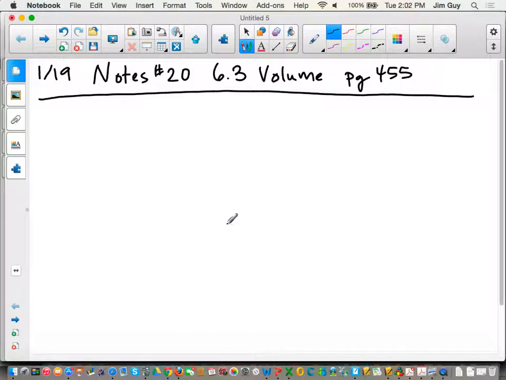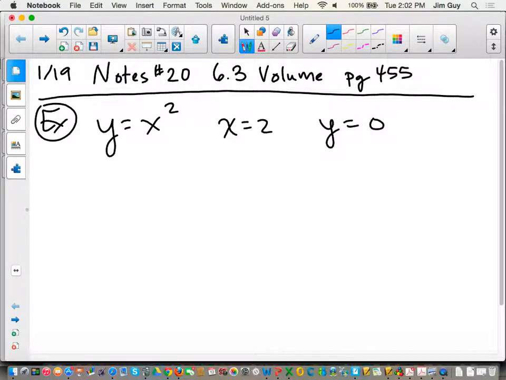Page 455, 6.3 volume. We're going to start with an example, or walk through an example to help us understand exactly what's going on here. So it's very similar to area. You're going to be given equations to define a space or an area. So let's say, for example, we have y equals x squared, and then x equals 2, and then y equals 0. So we have all of those equations.